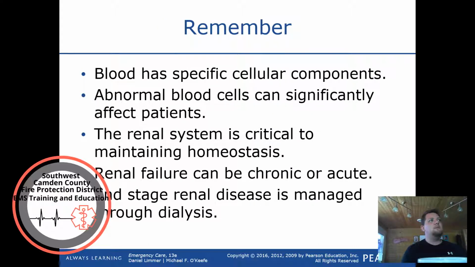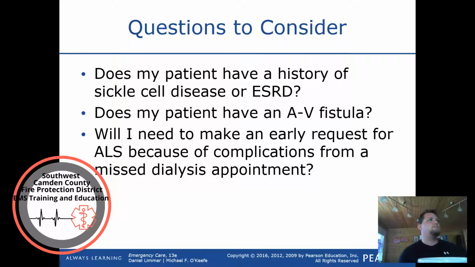So, things to remember: blood has a specific cellular component. Abnormal blood cells can significantly affect patients. The renal system is critical to maintaining homeostasis, and renal failure can be chronic or acute. End-stage renal disease is managed through dialysis.